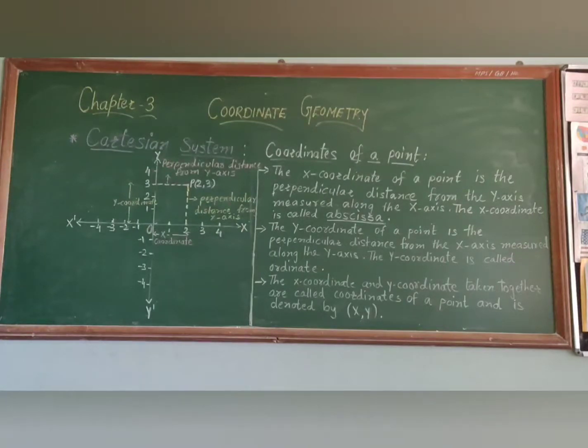The x coordinate and y coordinate together are called the coordinates of a point, and it is denoted by (x, y). Whenever we write the position of a point in the given Cartesian system, we write the coordinates as (x, y), where x represents the value of the x coordinate and y represents the value of the y coordinate. Always the x coordinate value is written first in the bracket and the y coordinate value second.